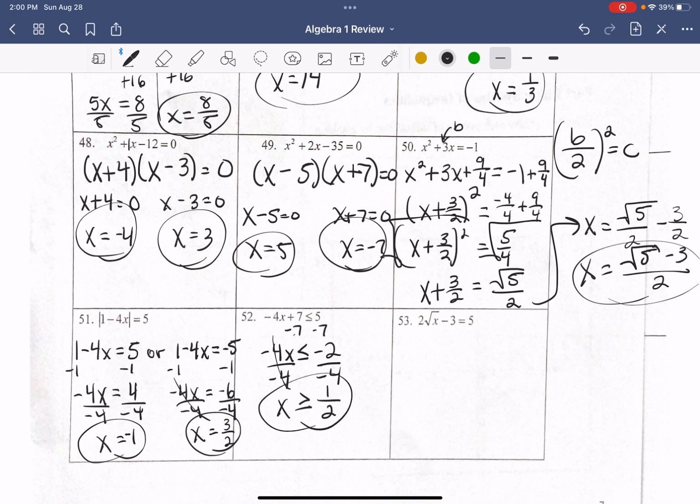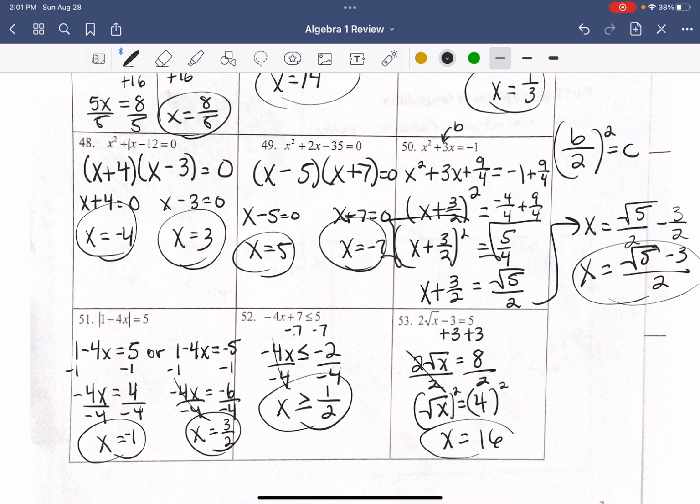And that's your answer. And then this last one, number 53, you are going to want to get everything away from the square root of x, just like you would get everything away from a normal x, and then we can deal with the square root. So I start by adding 3 to both sides. 2 square root of x equals 8. Divide by 2, divide by 2. Square root of x equals 4. Now I get rid of that square root by squaring both sides. This turns into x, and then this turns into 16, and there's your answer.